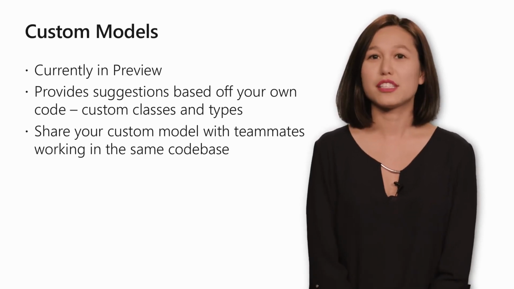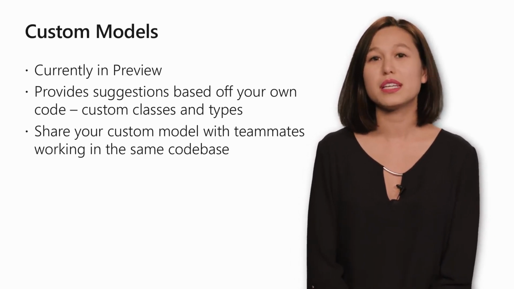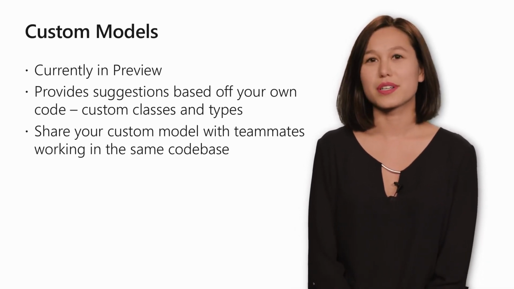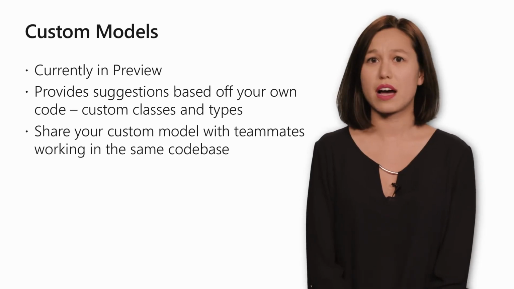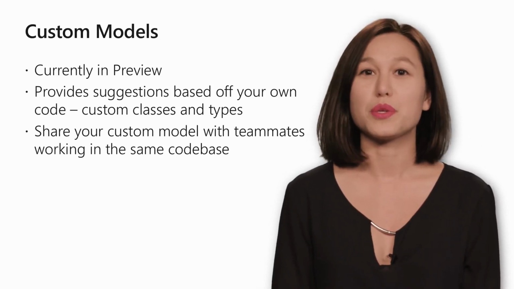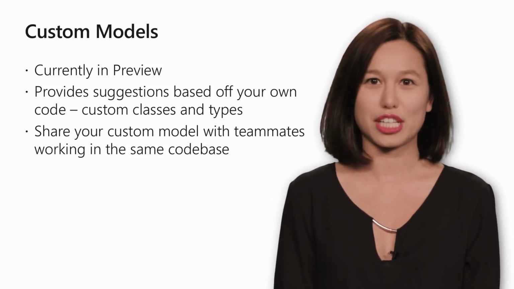Custom models will provide suggestions based off of your code. Our current model only provides suggestions for common types like strings or date/time, things that are commonly found in the open source community. But now the classes that you use in your private code repositories will have AI-assisted IntelliSense suggestions.